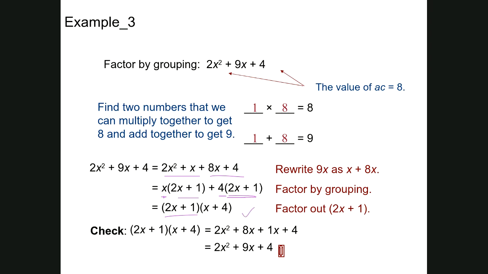And you can use FOIL to check this back to see if you got the original trinomial. If you got it, you got the right answer. So that's the FOIL checking. 2x times x, you got 2x squared. 2x times 4, you got 8x. 1 times x, you got 1x. 1 times 4, you got 4. And then combine these 2 together, so you check it back, you got the original trinomial. That is correct.